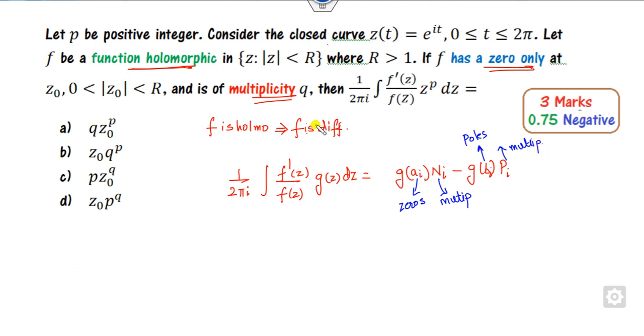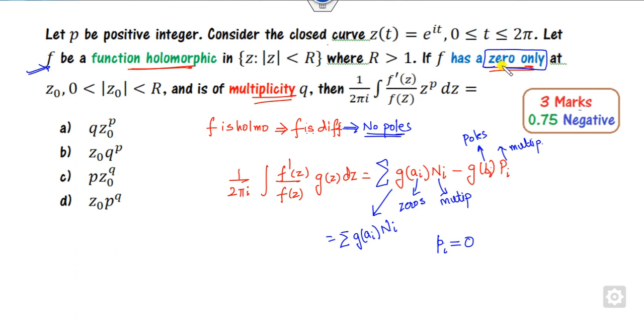Now, f is holomorphic. It means f is differentiable. What is the meaning of that? There is no pole of this function. When there is no pole, the multiplicity p_i is 0. Since this is over i, p_i is 0. So this expression is nothing but a function of a_i and n_i. Now n is the multiplicity of the zeros. So how many zeros are there for this function f? It is given that f has only zeros. Again it is clear that there is no pole, so p is 0.